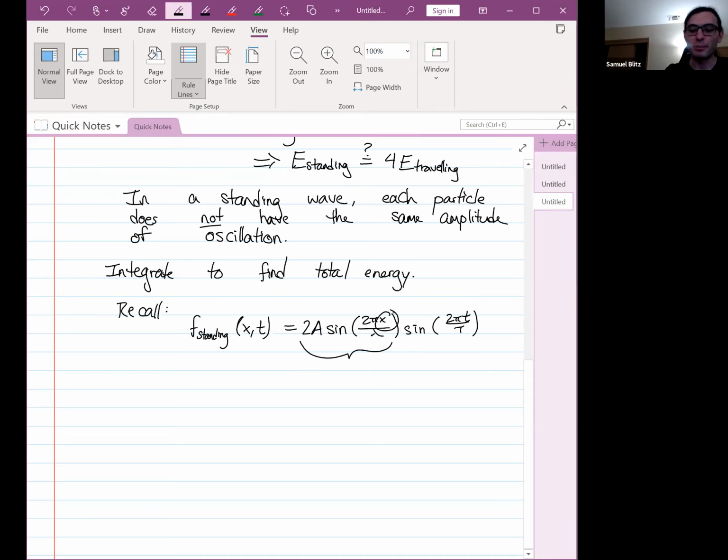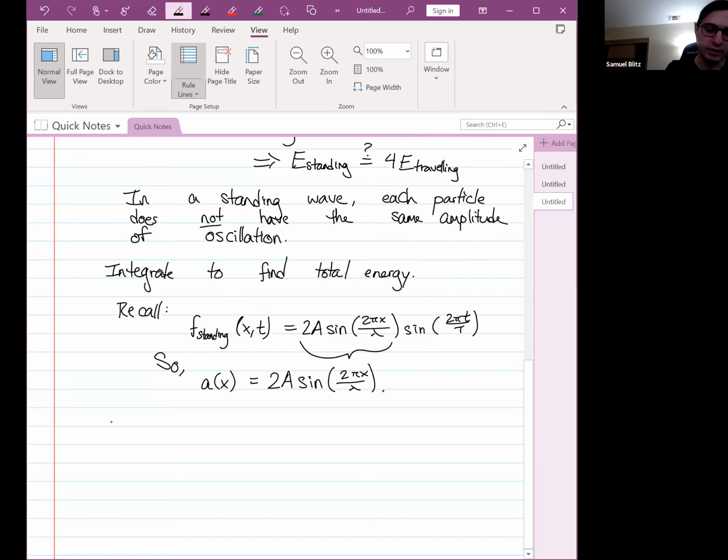Given a position x, this quantity that I put in a box tells us the maximum amount that particle will displace. So we can use lowercase a to write the amplitude as a function of x, and it is just 2 times a times the sine of 2 pi x over lambda. And so this really is a position changing amplitude, and it's not constant, unlike for a normal everyday traveling wave. The amplitude changes with position.